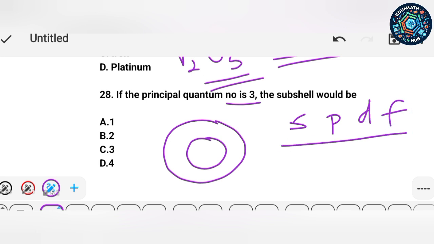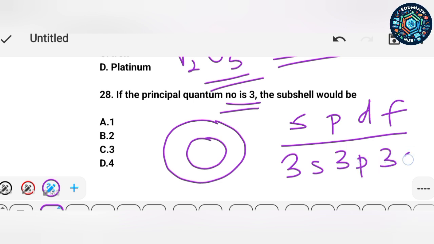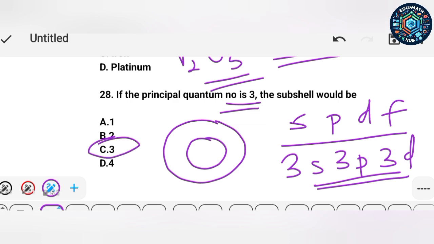These are the major subshells. If the principal quantum number is 3, you're going to have 3S, 3P, and 3D. These are the major subshells in energy level 3. No 3F. 3S, 3P, and 3D. Okay, so the answer to that question is option C.